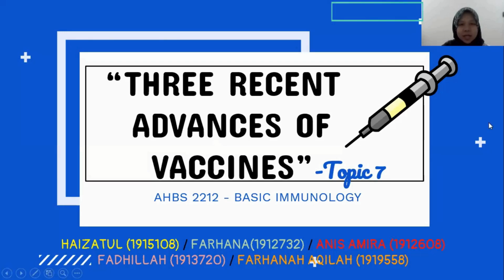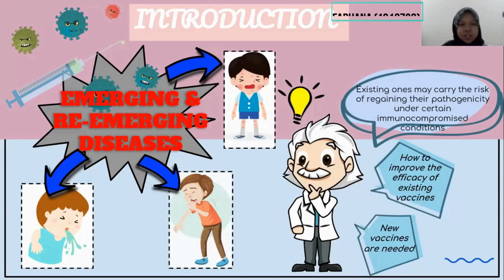Today, my group and I will be presenting our assignment on the three recent advances of vaccine. In the past few years, the emergence and re-emergence of disease has greatly challenged the efficacy of the existing vaccines against specific disease. The traditional way to produce vaccines are based on live attenuated organisms, virus vector, and subunit vaccines pose a risk of regaining their pathogenicity under certain immunocompromised conditions. Therefore, a lot of effort has been made by the scientists to develop new vaccines.